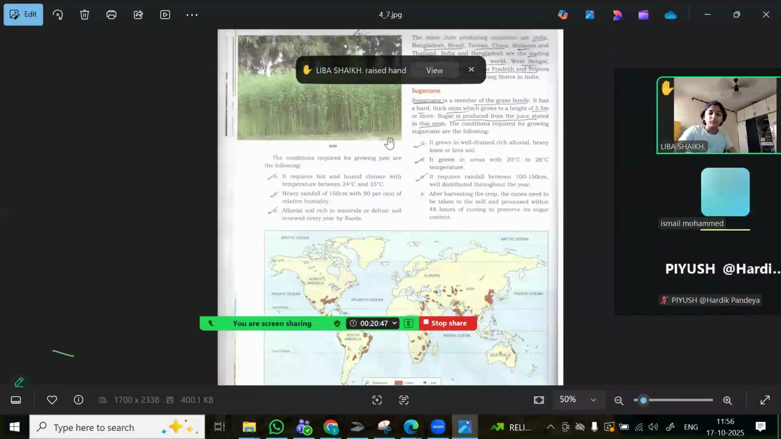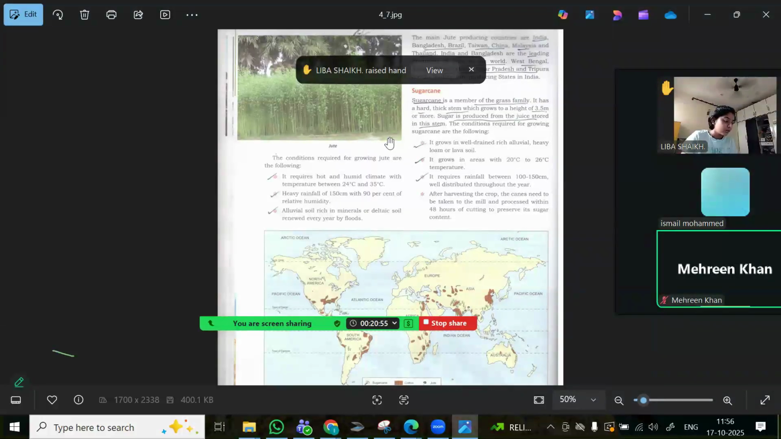Basically it is used for cotton cloths, whatever the cloths that you use, very wearable cloths, those are all made up of cotton, the fibers. That's why it is called fiber crop.